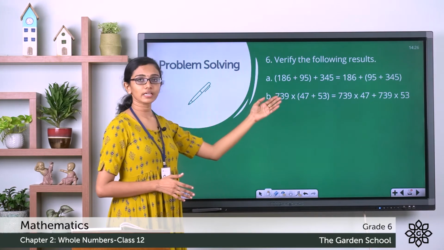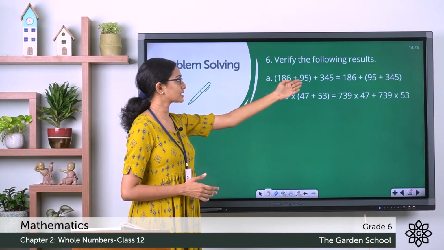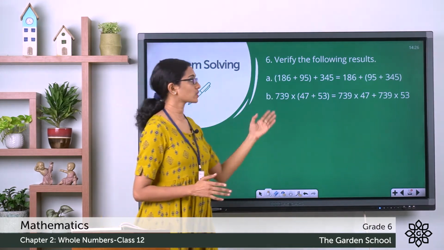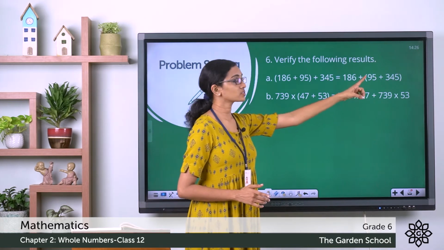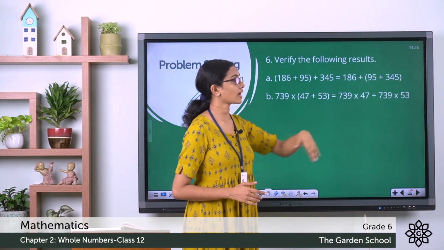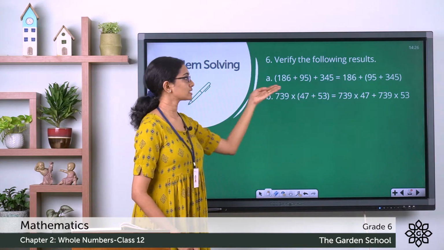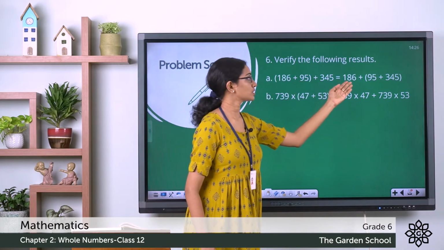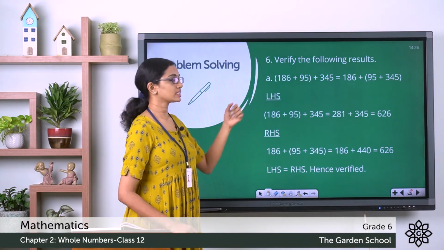Here on the left hand side the grouping or the association is between 186 and 95, whereas on the right hand side the grouping of addends has changed. So here the association is between 95 and 345. So we need to prove that this side will give the same result as this side. So let's do it. This left hand side here.